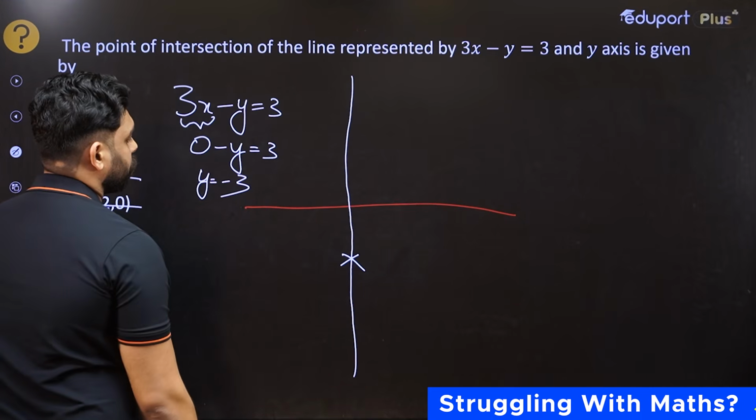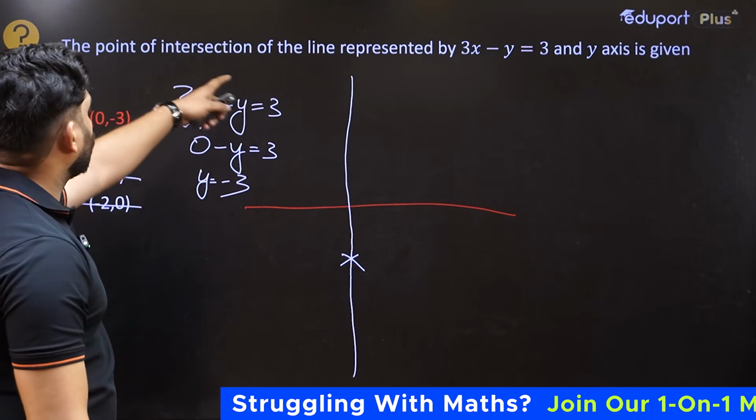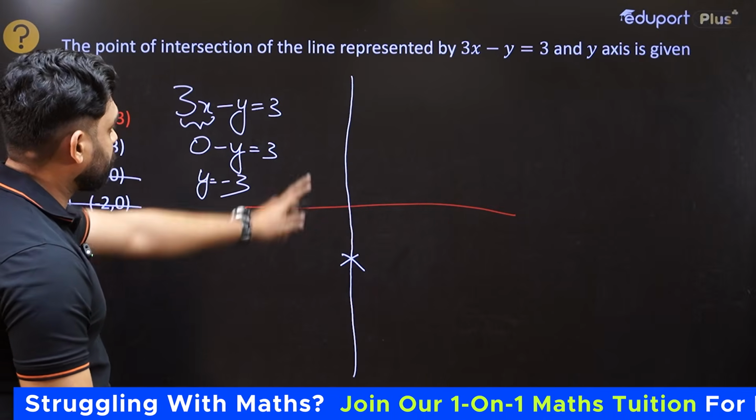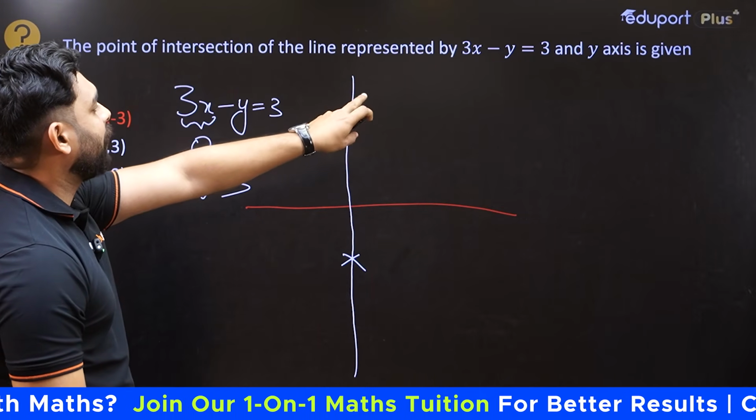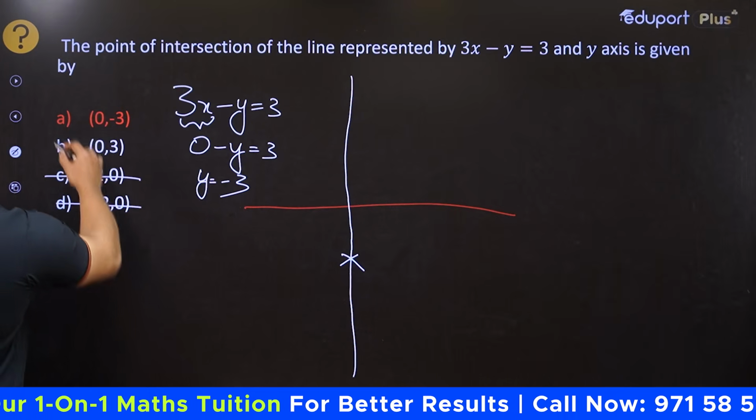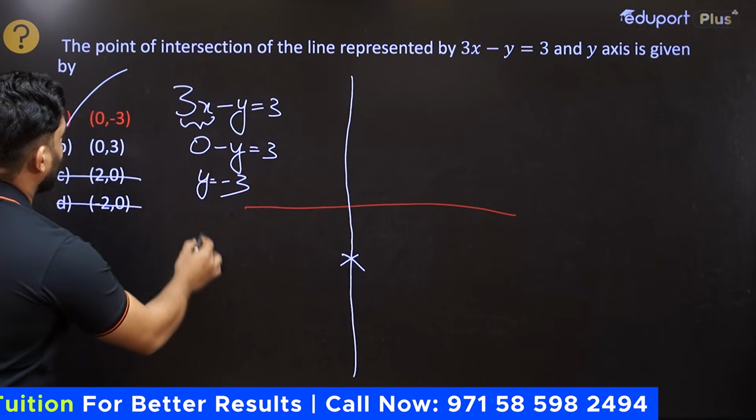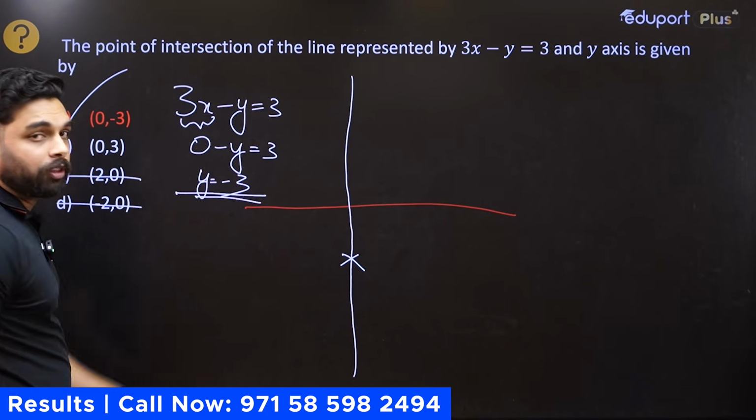The point will be passing through here. Okay. The point of intersection of the line represented by 3x minus y is equal to 3 and the y axis is given by, so this will be the answer, 0 comma minus 3. So at y is equal to minus 3 the point passes.